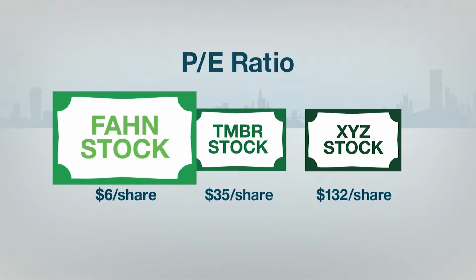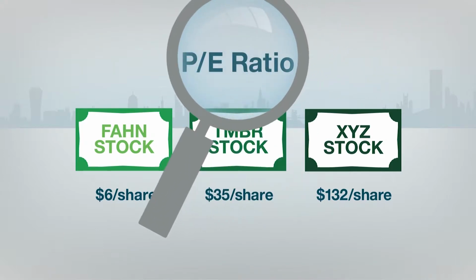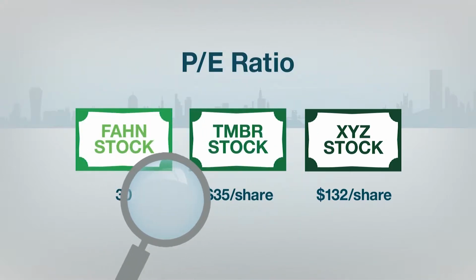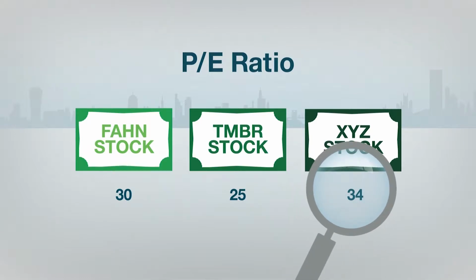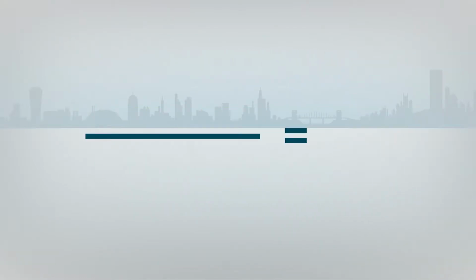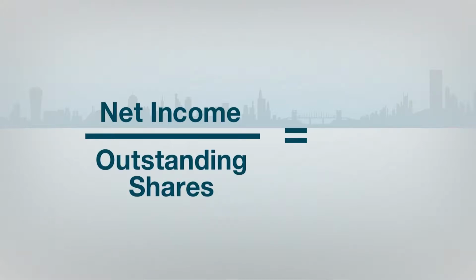Some might assume the $6 stock is the best value because it's the cheapest. However, this might not be the case, because a company's value may depend largely on the company's earnings. The PE ratio allows you to look beyond the price of a stock to see which company could be the best value. To create this ratio, first divide the net income, or earnings, by the number of outstanding shares.